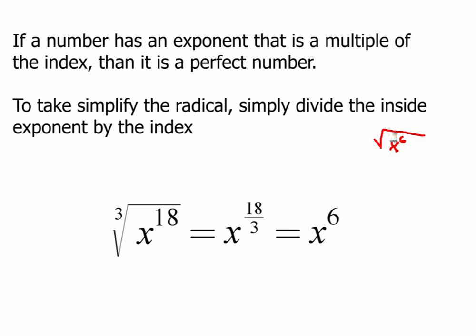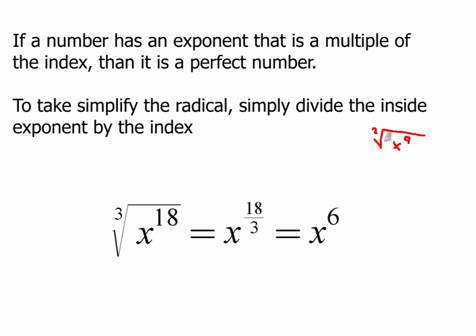If I gave you something like, for example, the square root of x to the 6th, well, remember our index here is 2. 6 is, ooh, that looks bad. 6 is not a multiple of 2. All right, so I'm giving you a bad example. Let's not use 6 because 6 is a multiple of 2. Let's do x to the 9th power. X to the 9th will work.